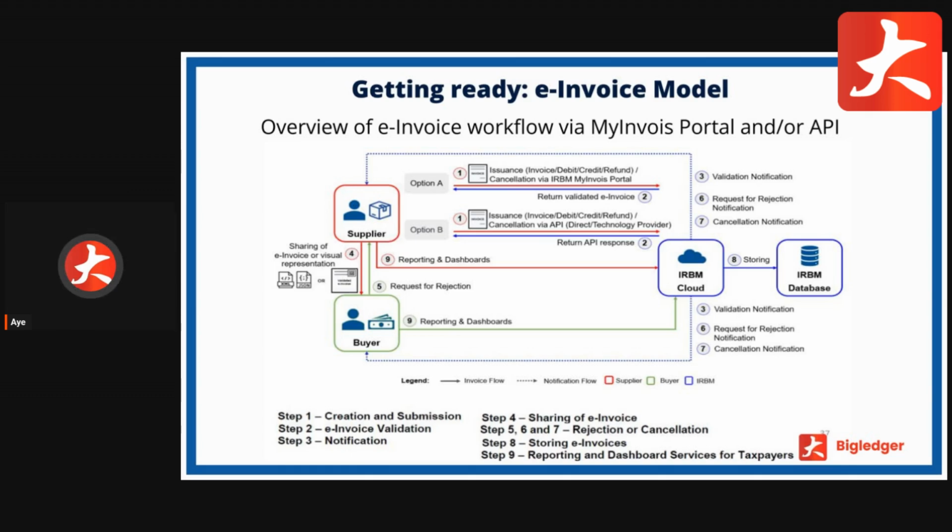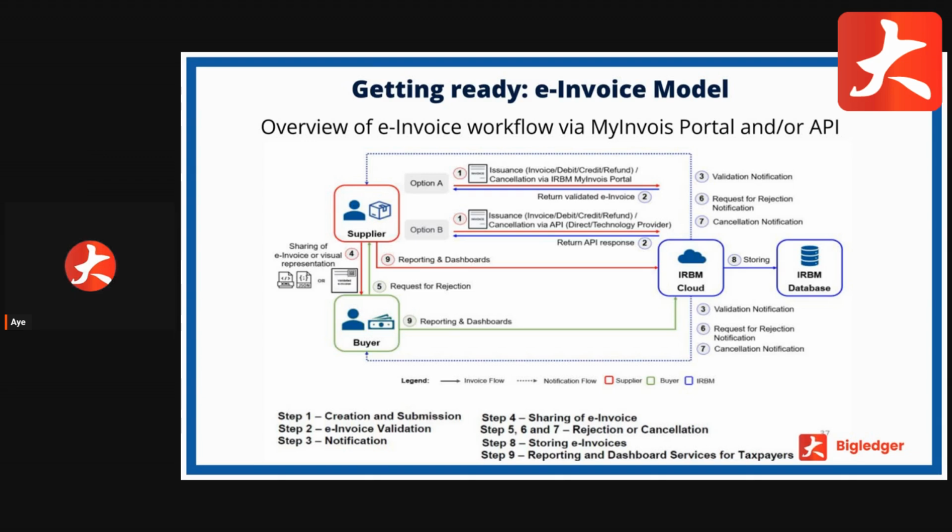Okay. Then after, let's say you cancel the e-invoice, you need to issue a new one to the IRBM to replace the canceled e-invoice. If you cannot cancel the e-invoice within 72 hours, then you need to issue a credit note or debit note to amend the original e-invoice. Okay, so this is all the process.